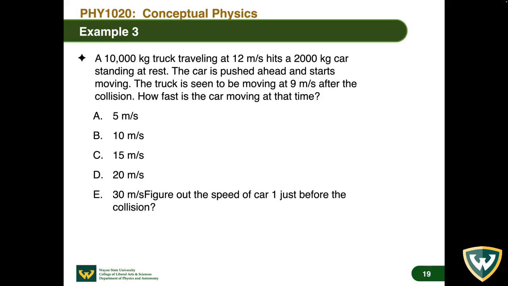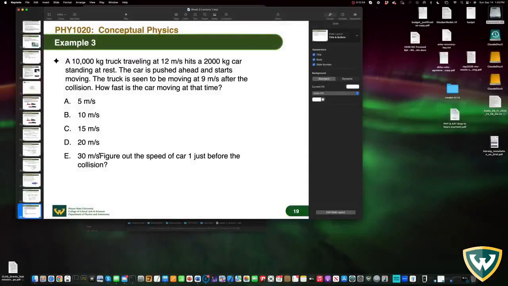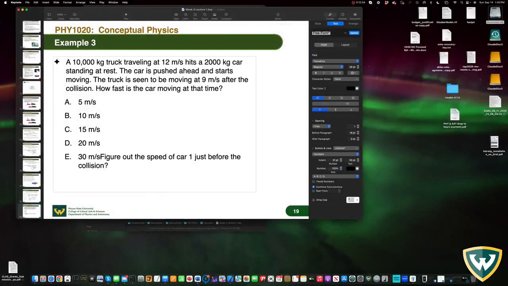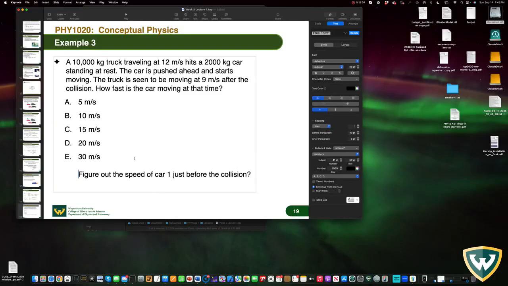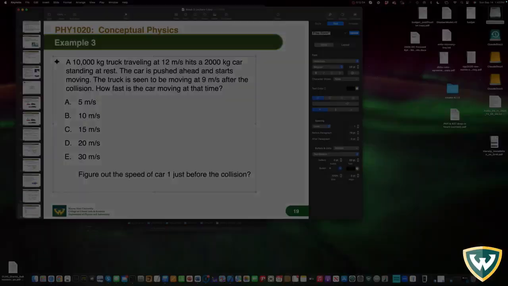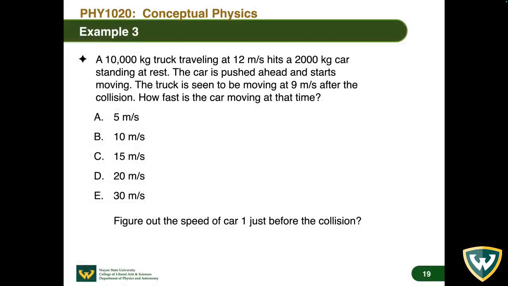And then we can ask ourselves, how fast is the car moving at that time? Here I will let you try to figure out the speed of the car right after the collision. I'll give you a hint, you apply momentum conservation. Momentum before must be equal to the momentum after.